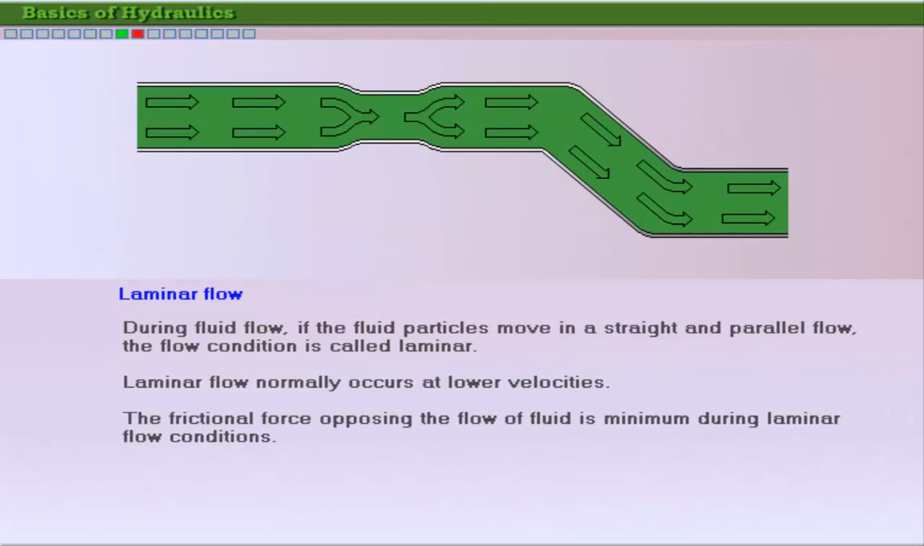When fluids move through straight pipes, the fluid particles move in parallel flow paths. This condition of flow is called laminar flow. It is easier to maintain laminar flow conditions at lower velocities of fluid flow. Frictional resistance to flow in the pipe is minimum with laminar flow.